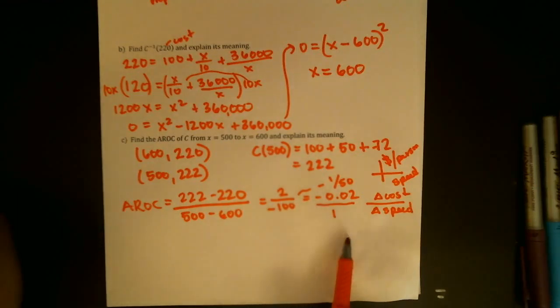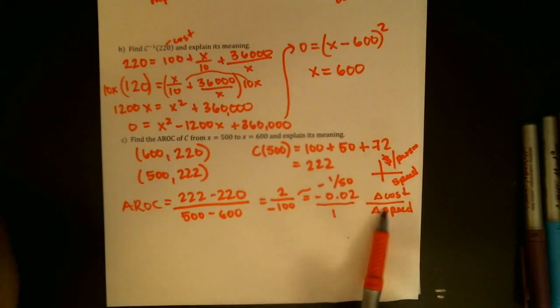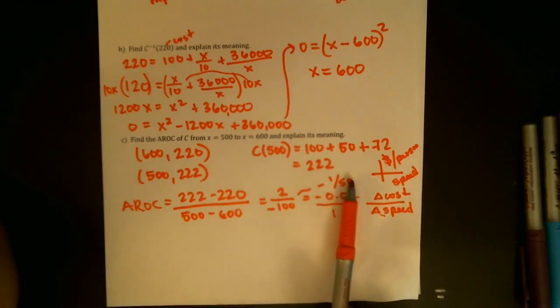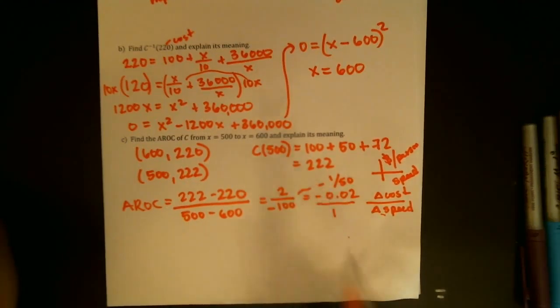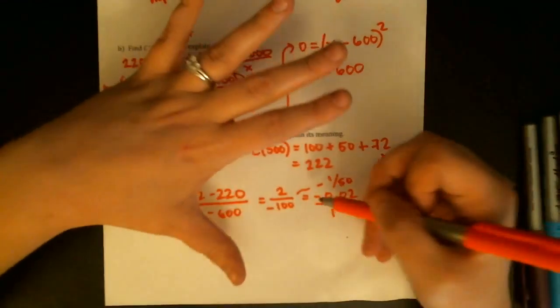So the decimal is saying that if the speed increases by 1 mile an hour, since I have the negative in the top, the cost per person should decrease by 2 cents. Whereas this one is saying if the speed increases by 50 miles an hour, the cost should decrease by $1 per person. So actually, I think either one of those are fine. So I'm just going to go with the decimal.